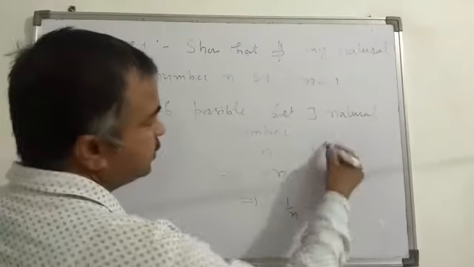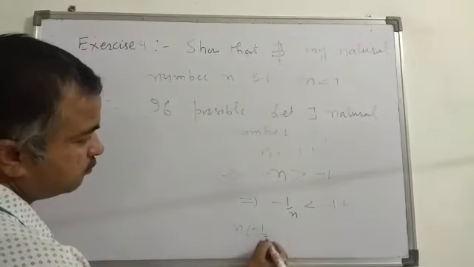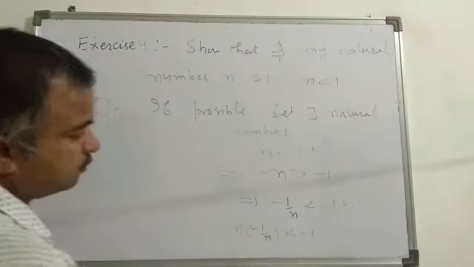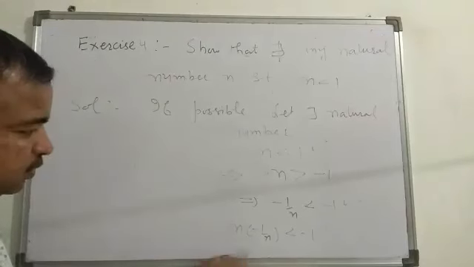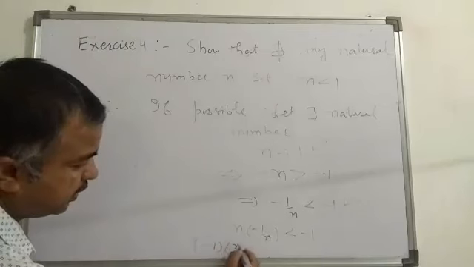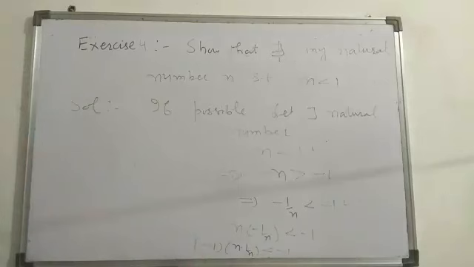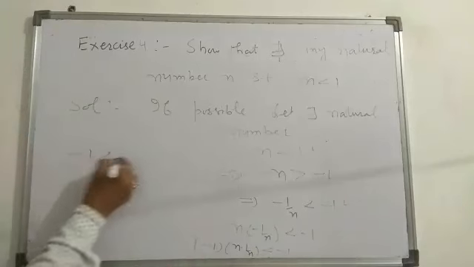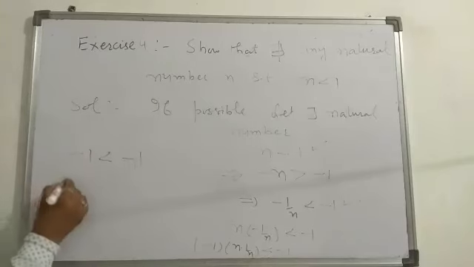Now multiply these two inequalities, I get this will imply minus 1 into n into 1 by n, means minus 1 is less than minus 1, which is not possible because no real number can be less than itself. It is not possible.